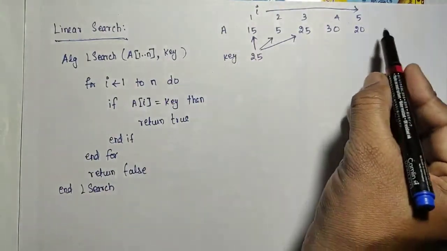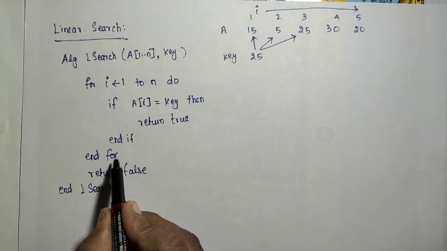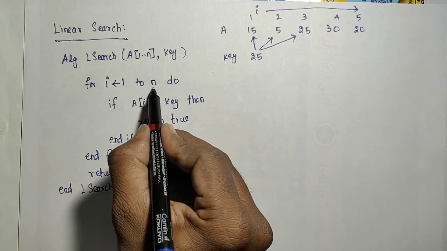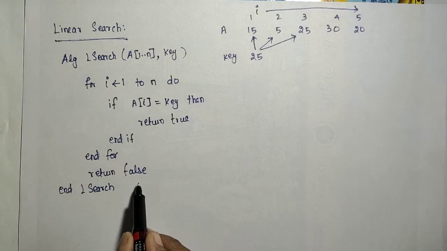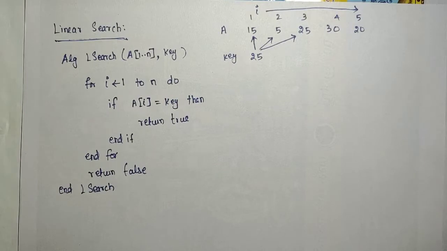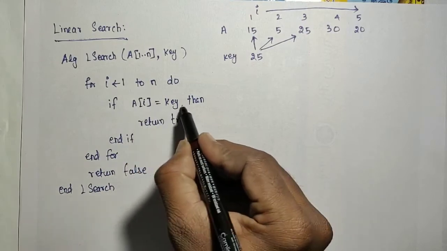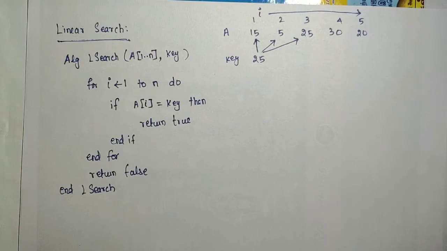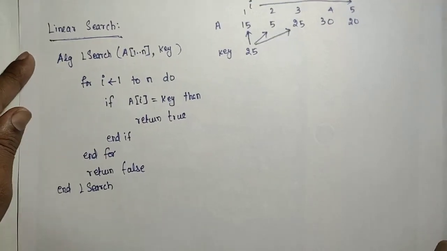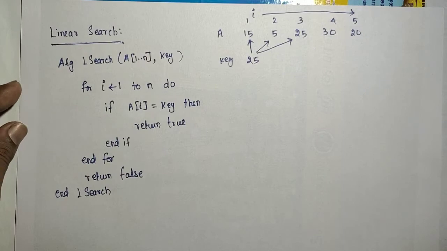It means that after comparing all the elements, the loop will get terminated. Once the loop terminates this way, it means we have checked all the elements and the element is not found. So it will return false. So there are two exits: one if the element is found, through this way, and one if the element is not found, through this way. In both cases, I have to analyze the complexity. Are you clear? So we will start analyzing the complexity here.